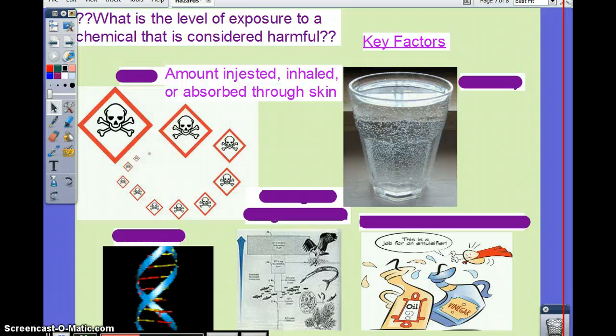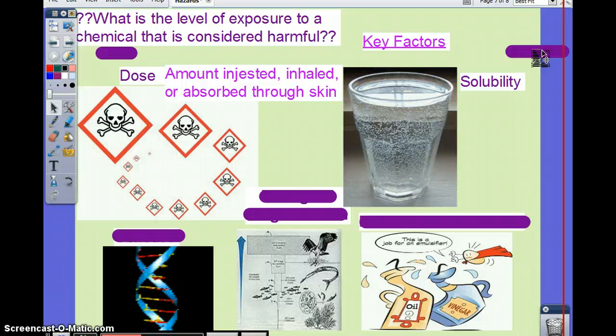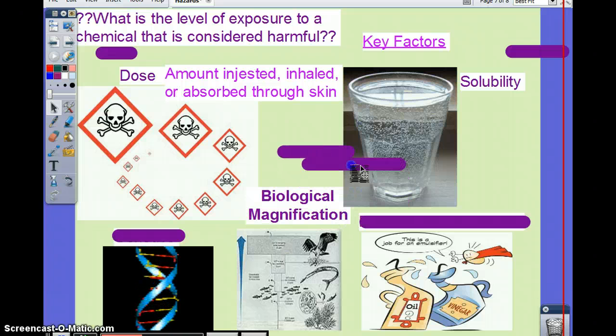Key factors to determine, or ask yourself the question: how much exposure is considered harmful? So obviously, a dose. Have you ever heard of that word? How much is ingested, inhaled, absorbed? Because sometimes you don't have to breathe it in, it can just go through. And I'm going to go over the difference. How soluble it is, okay, that's a key component to being considered harmful.